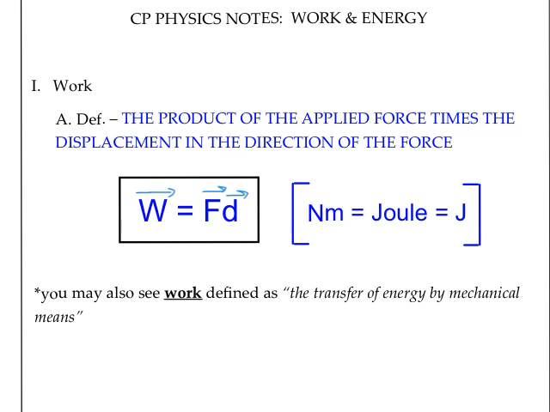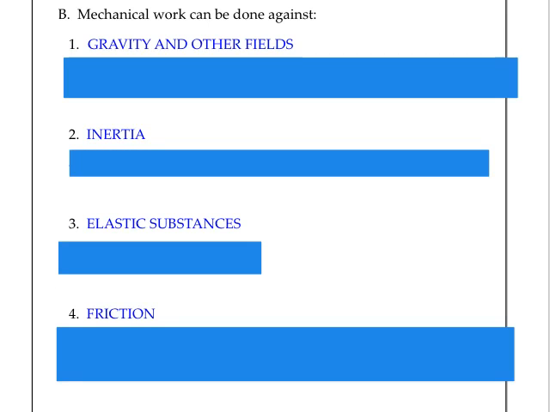Now, when we look at the units, force is measured in newtons, displacement is in meters, and when we multiply those two together, we get a joule, which is abbreviated with a capital J. You probably saw that in chemistry when you talked about energy. And speaking of energy, one of the definitions that you might see for work would be the transfer of energy by mechanical means, and we're going to come back and touch on that a little bit later.